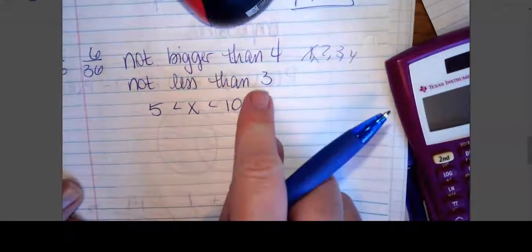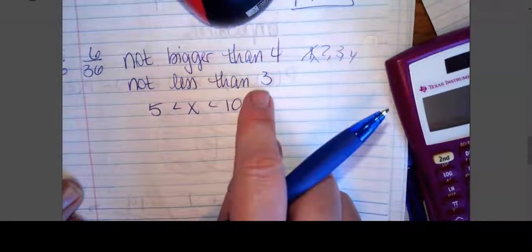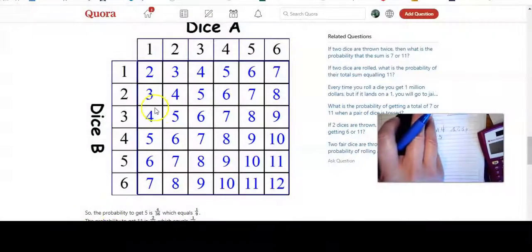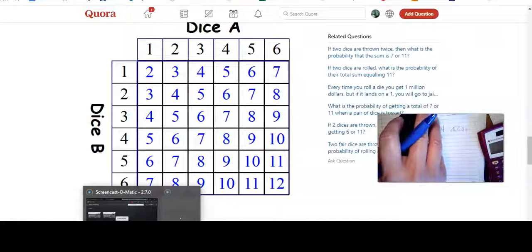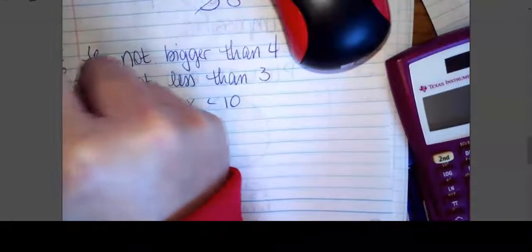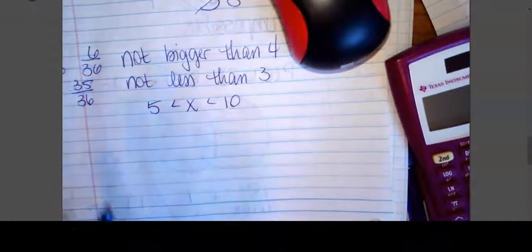All right, I don't want it to be smaller than 3, which means I do want it to be 3 or bigger. Well, there's only one of them that doesn't work. So if one of the 36 doesn't work, then 35 of the 36 does work. So 35 of those 36 options will work.